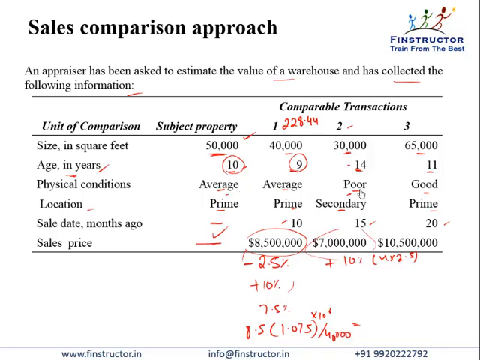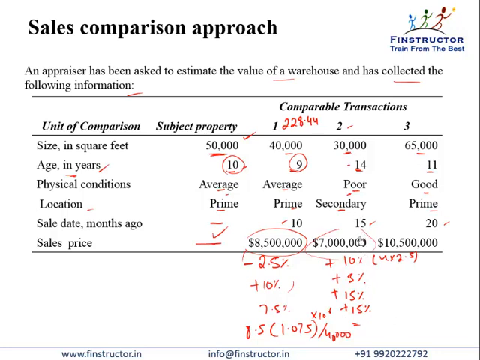The condition was poor. So a poor sold at 7 million. An average will sell at 3% higher. So we'll again add 3% to make it comparable to our subject property. It is in a secondary location. A secondary location sold at 7 million. A prime location will sell at 15% higher. The sale date was 15 months back. 15 months back, the price was 7 million. Today, the price will again be 15% higher.